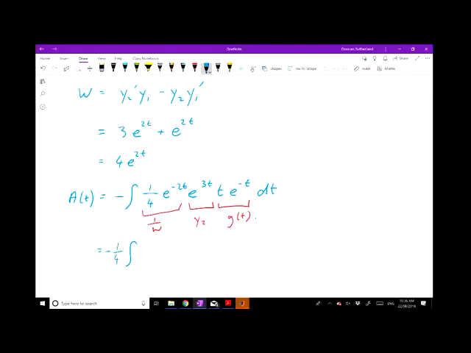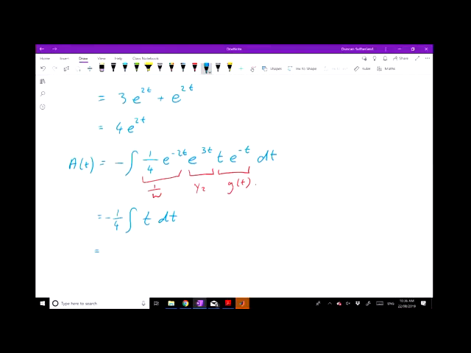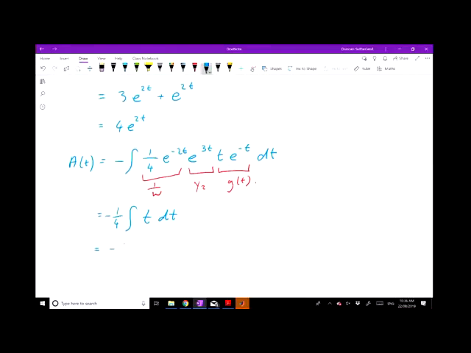That just pops out of the integral. Conveniently, minus 2 plus 3 minus 1 is 0. So in this case, our a function is very straightforward. We happy?